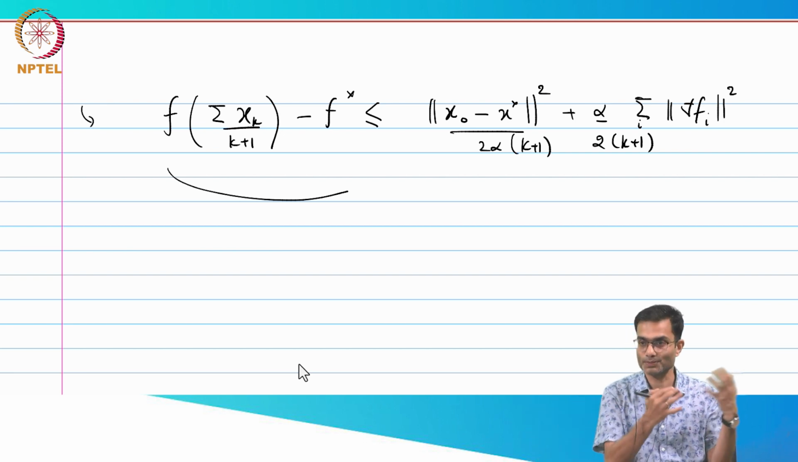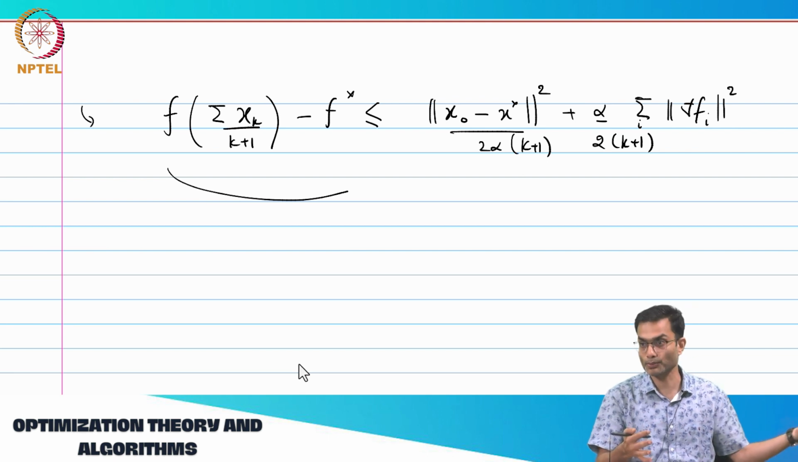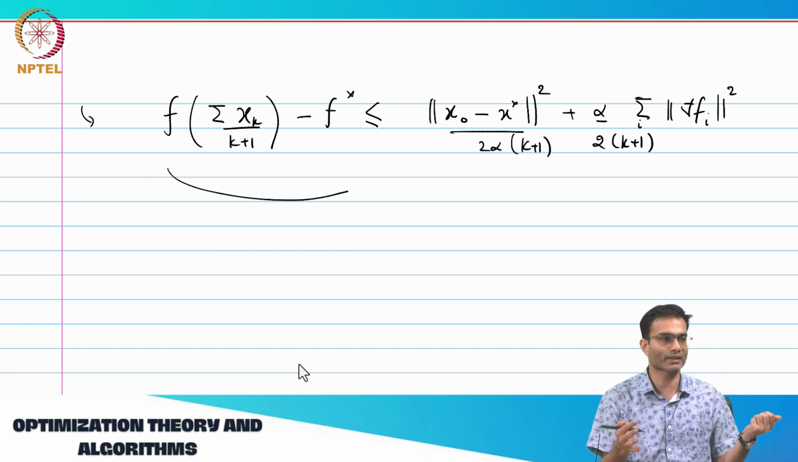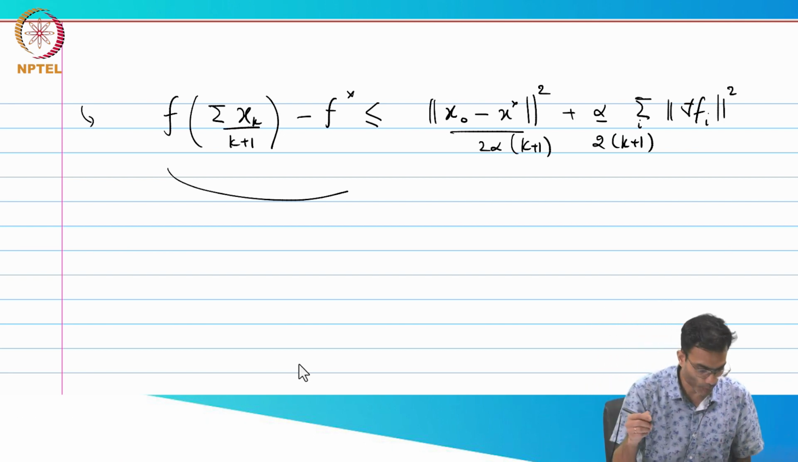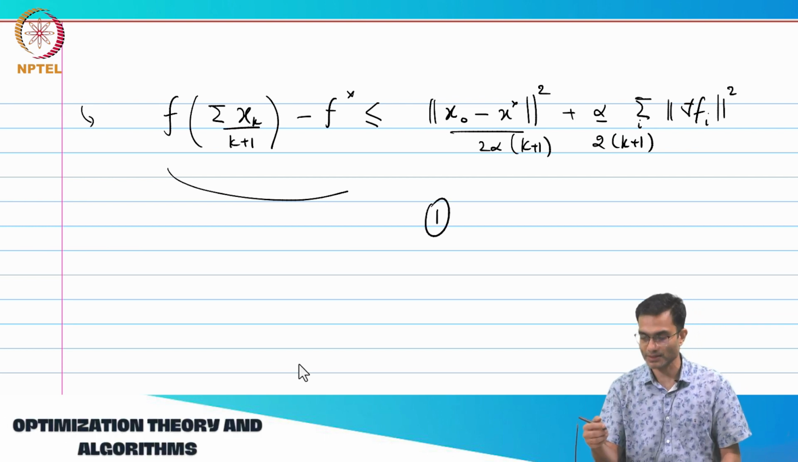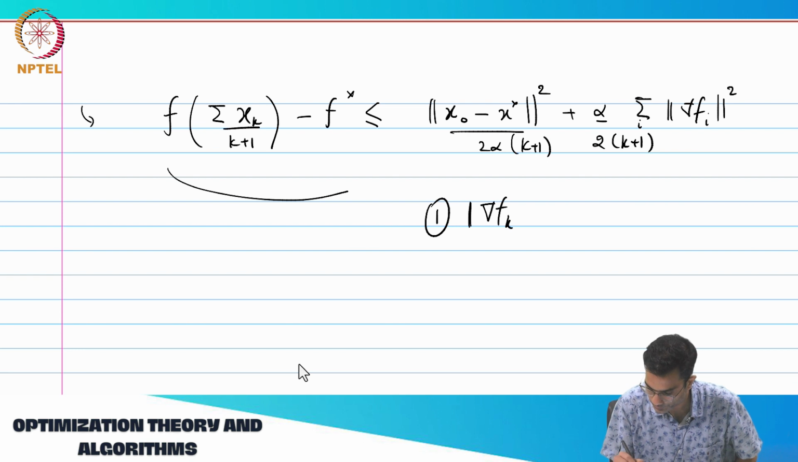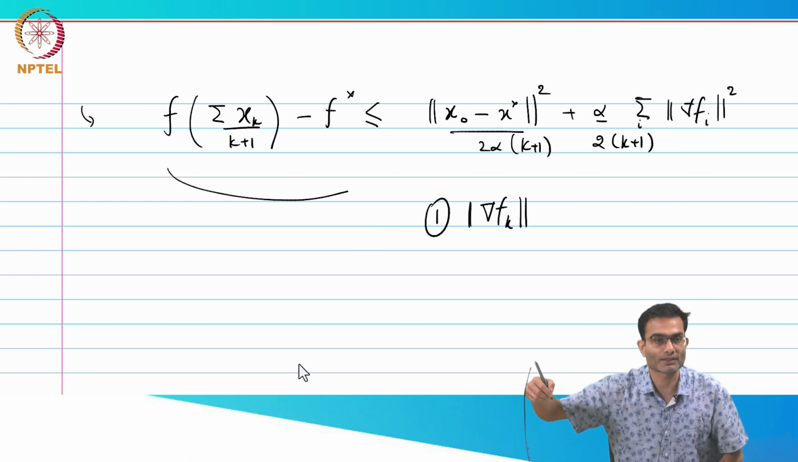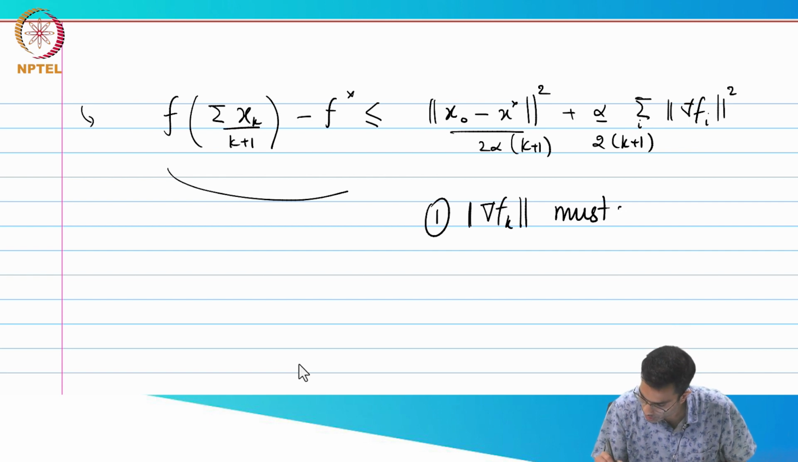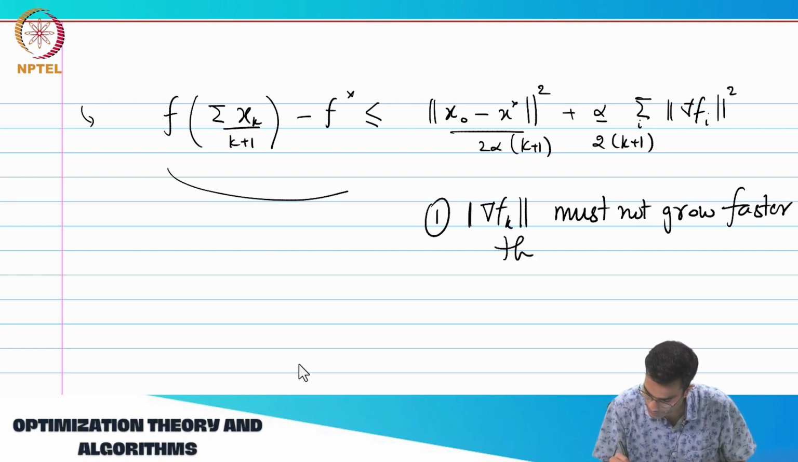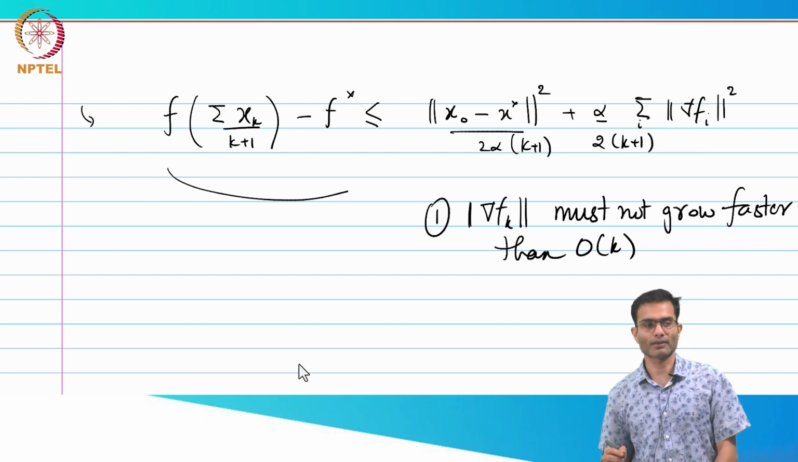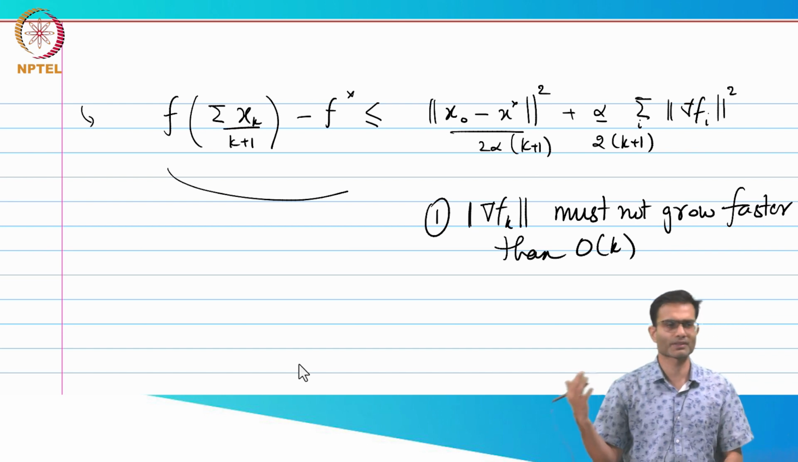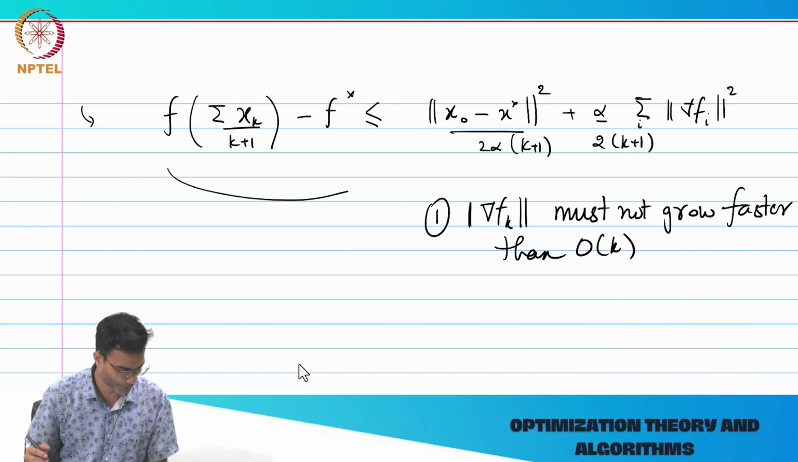So this proof, which is relatively simple compared to the other proofs in the literature, is saying that the average of the iterates is converging to the correct function value. For that to happen, we'll make a quick note of what we discussed. Grad fk must not grow faster than order k. And this can be satisfied by things like Lipschitz, etc. So this is not very hard to ensure.